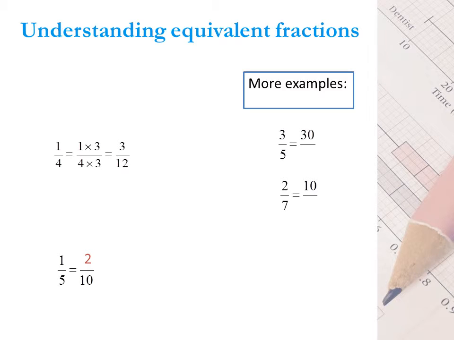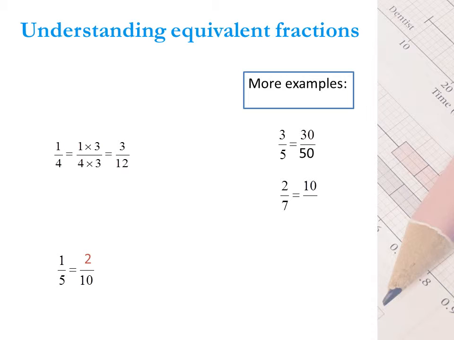Now just to make sure you understood, I'm going to give you 2 more examples, and then you're going to start doing some work. 3 over 5, I want an equivalent fraction which looks like this, 30 over what? 3 was multiplied by 10 to get to 30, so I'm going to multiply the 5 by 10 to get 50. So 3 over 5 is the same number as 30 over 50. They're equivalent fractions.